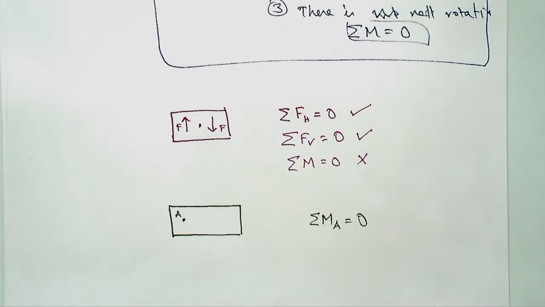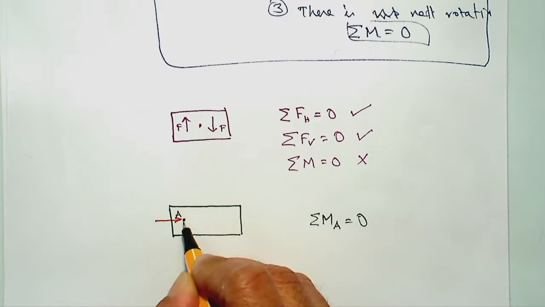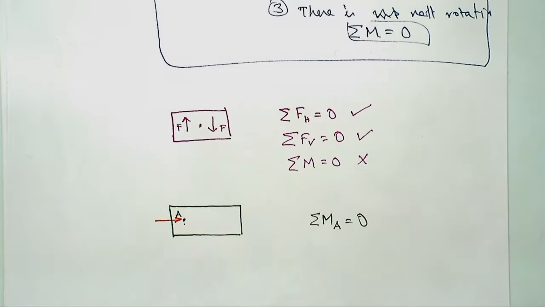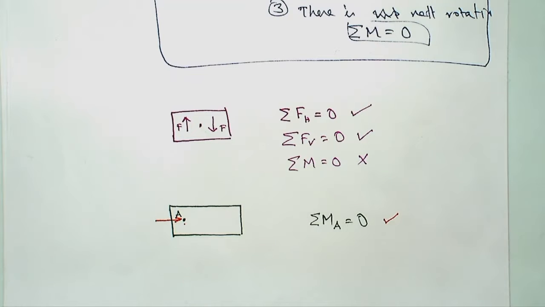So that means what? That means if there is any net force acting onto this structure, if there is at all any net force, that force must go through point A. So it could be in these directions, it could be in another direction, for example. Now, this is still valid. So this red load still has moment about A equal to zero.